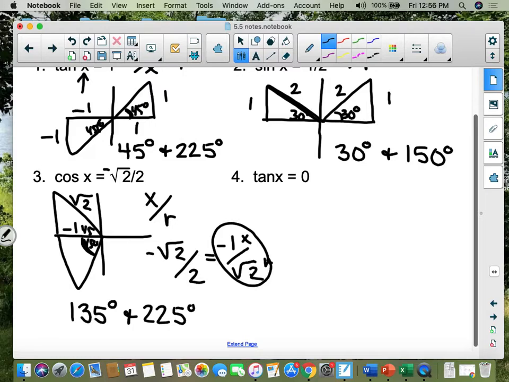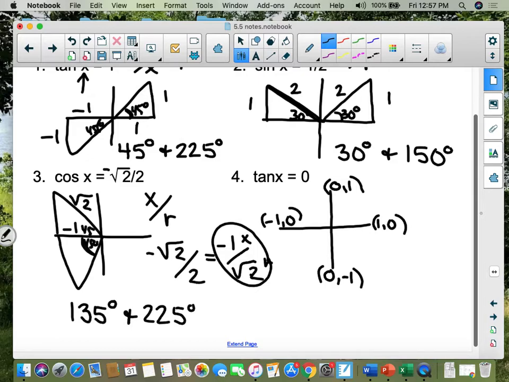Tangent of x equals 0. Well, it's not going to make a triangle because most of our answers had actual numbers on the sides of the triangle, right? So this must be a unit circle one. I always do 1, 0, 0, 1, negative 1, 0, 0, negative 1. And I have to figure out which one of those two or 3 or whatever it's going to be.